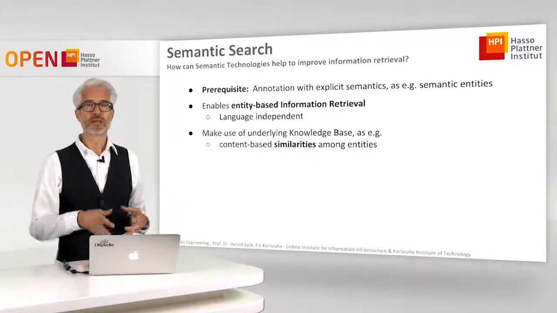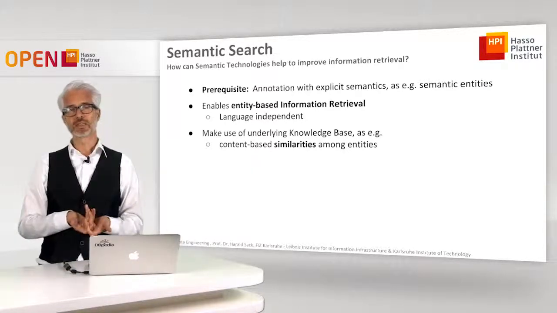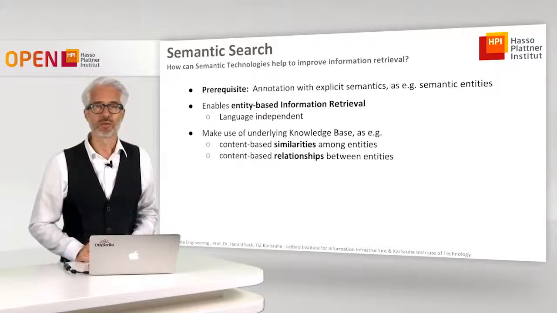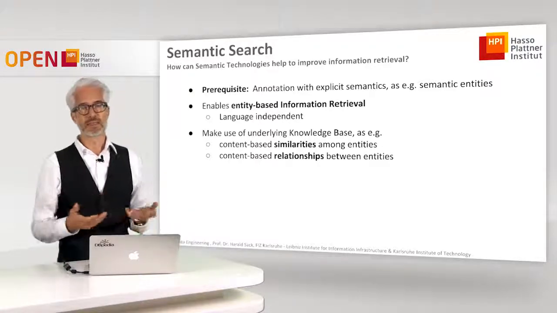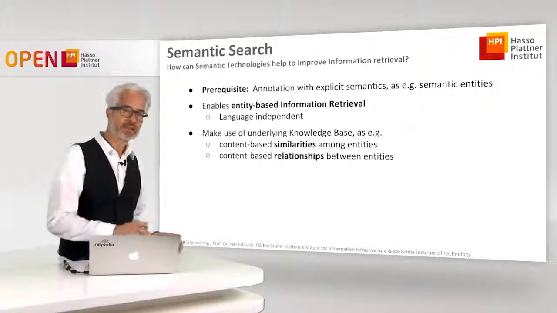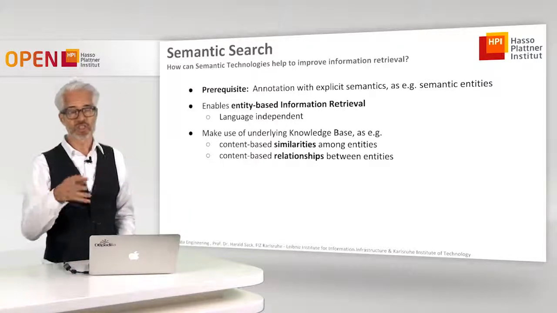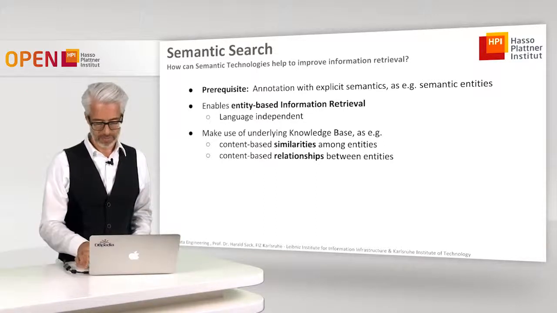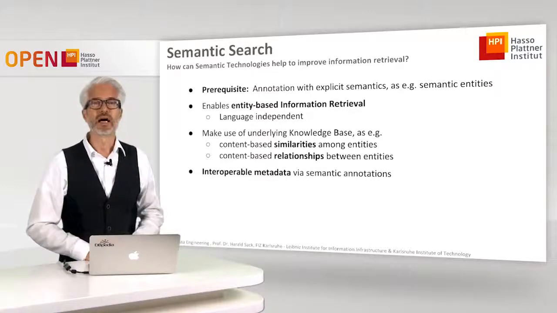And then, of course, you can make use of similarities, content-based similarities among these entities, which is usually not possible in the traditional information retrieval process. You can also make use of the relationships between these entities and also bring similarities and relationships into the search process to determine which is a better or a less quality search result. So this can be possible with the help of exactly this semantic annotation.